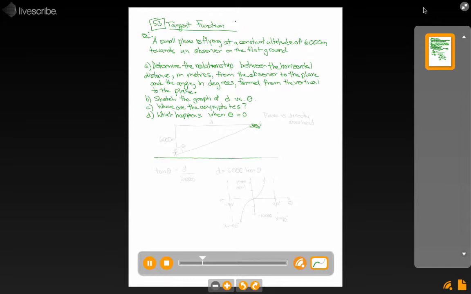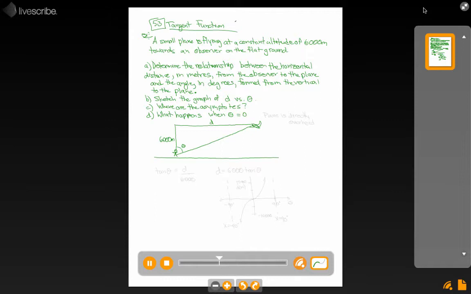So in classic math teacher style, I've got my art skills on display here. We have ourselves an observer on flat ground. We have a plane that's 6,000 meters up. The vertical is straight up, obviously. The horizontal distance to the plane is this, so we'll call that d. The vertical we know is 6,000 meters, so that's convenient. And the angle they're talking about is the angle from the vertical to where the observer is looking at the plane. So we have this.